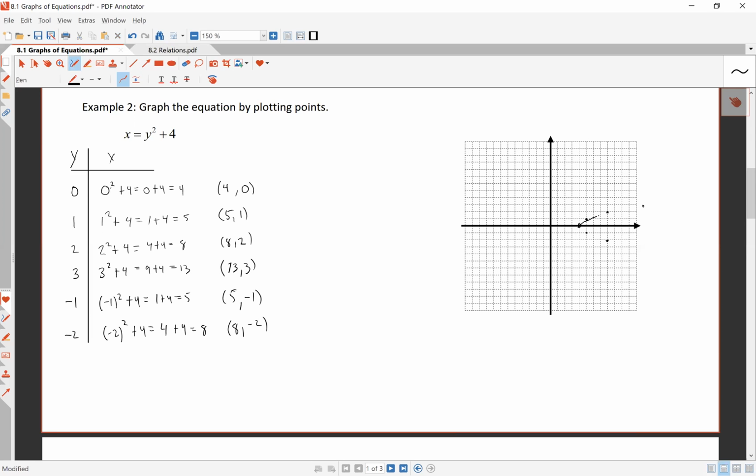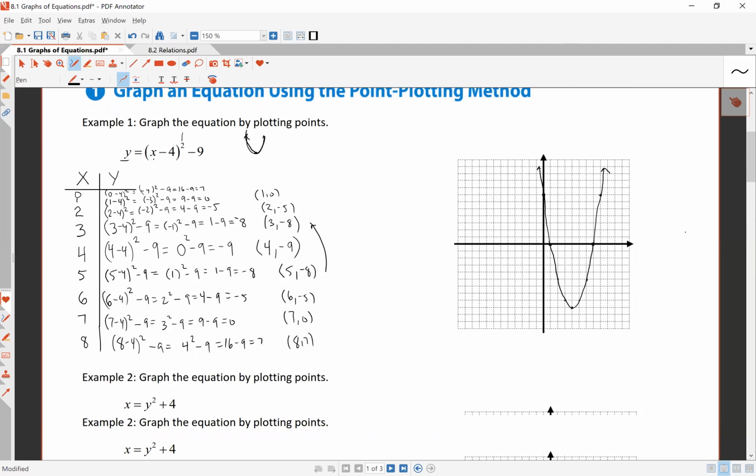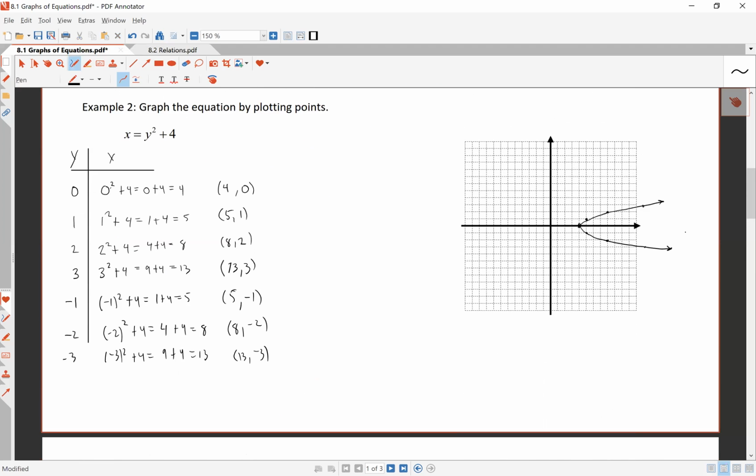And we're starting to see our parabola shape up. Plugging in negative 3, we've got negative 3 squared is 9, plus 4 is 13. And so we have (13, negative 3). So this is a parabola that opens sideways. The first one was a parabola that went up and down because the x was squared, and here the y is squared, so it goes to the right.